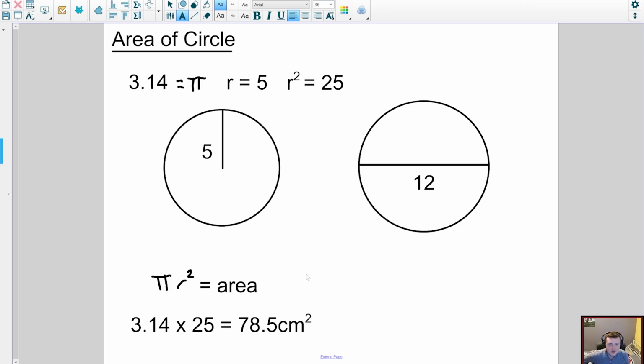Now, this right-hand one is slightly different because I haven't got a line that goes from the middle to the edge. I've got a line that goes all the way across. That line is called the diameter. And we're going to use that when we do the circumference of a circle. But for an area of a circle, we need a radius. So how can I find the radius? Well, I know that if from edge to edge, going through the middle, is 12, half of that is going to be from the middle to the edge. So half of 12 is 6.